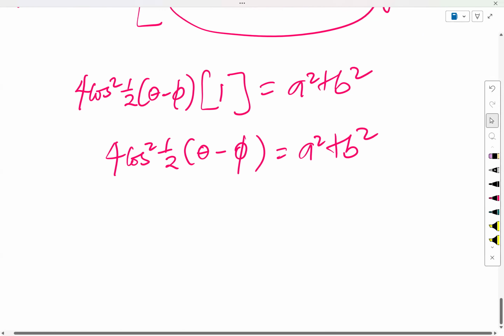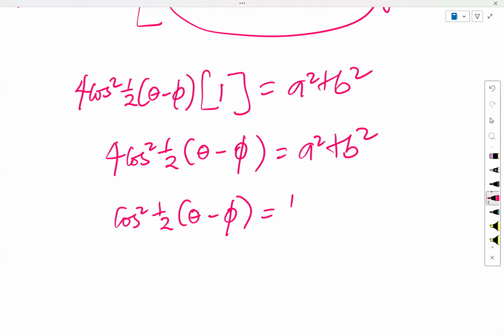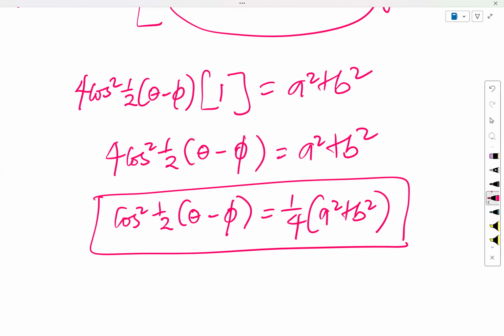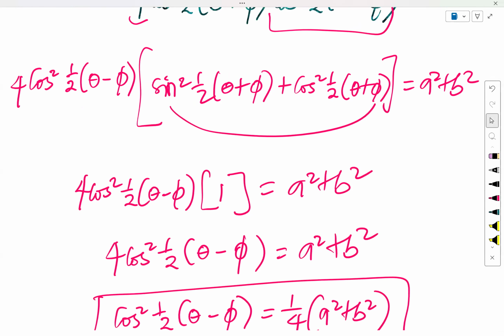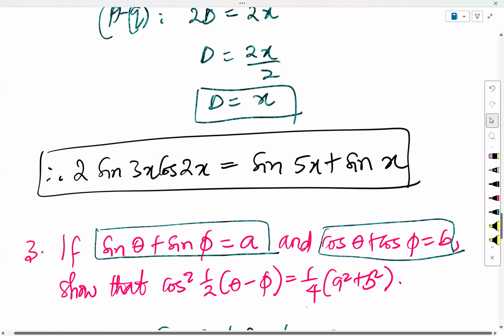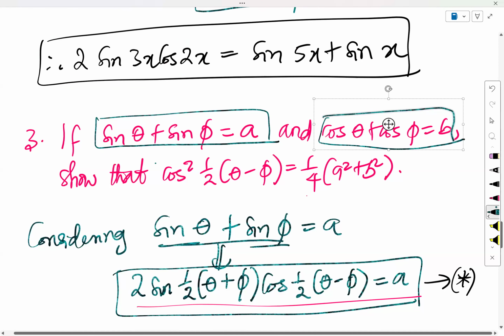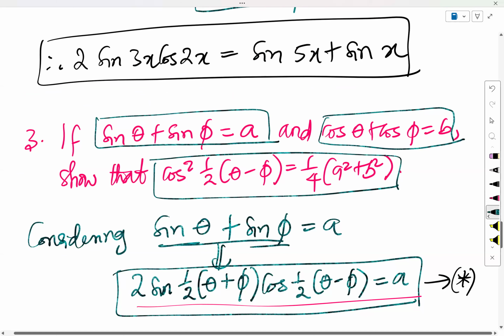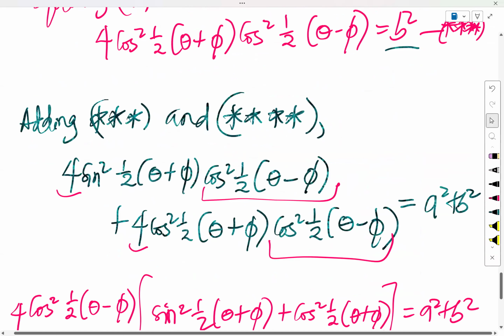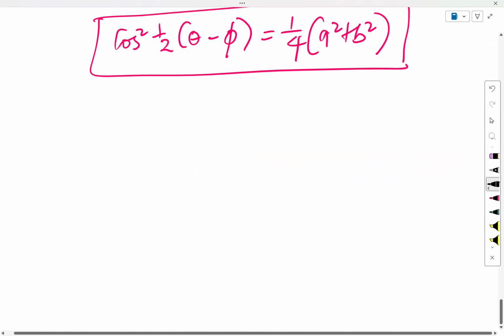Finally, if you divide through by 4, you have cos squared half into theta minus phi equals 1 over 4 into a squared plus b squared. And this is what we expected to prove. We were told to show that, given those things, cos squared half into theta minus phi is equal to 1 over 4 into a squared plus b squared. That's what we had in the original question, and now we have shown it. So that's done. Let's take 2 practice questions and this will be done.